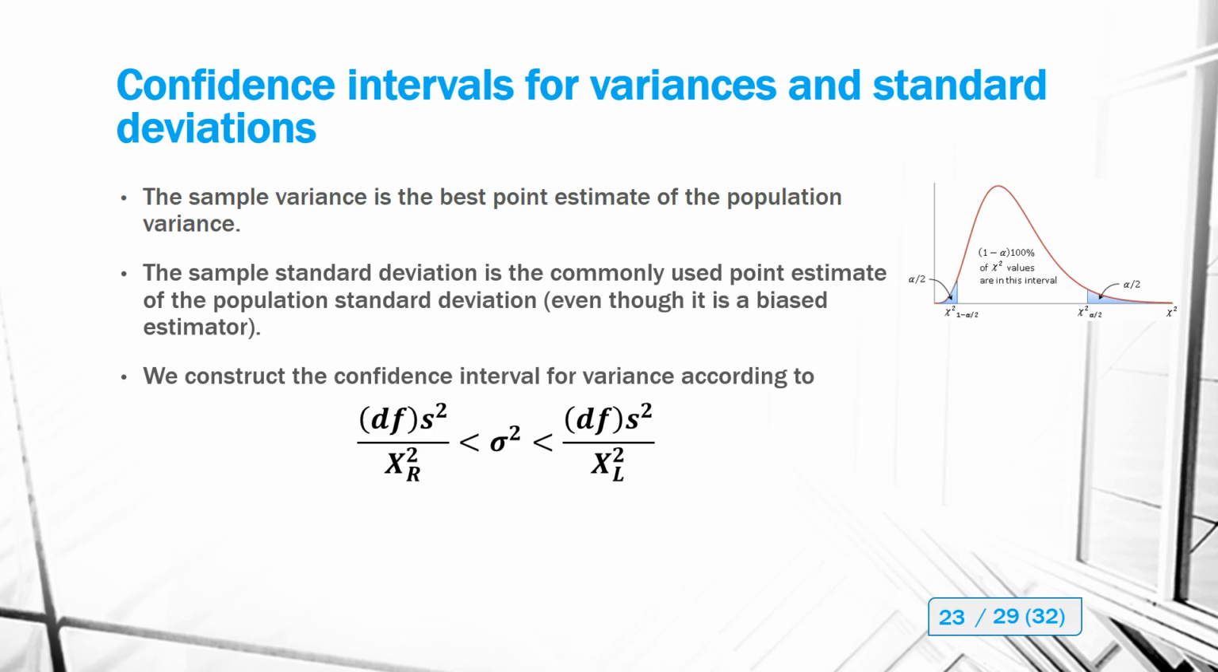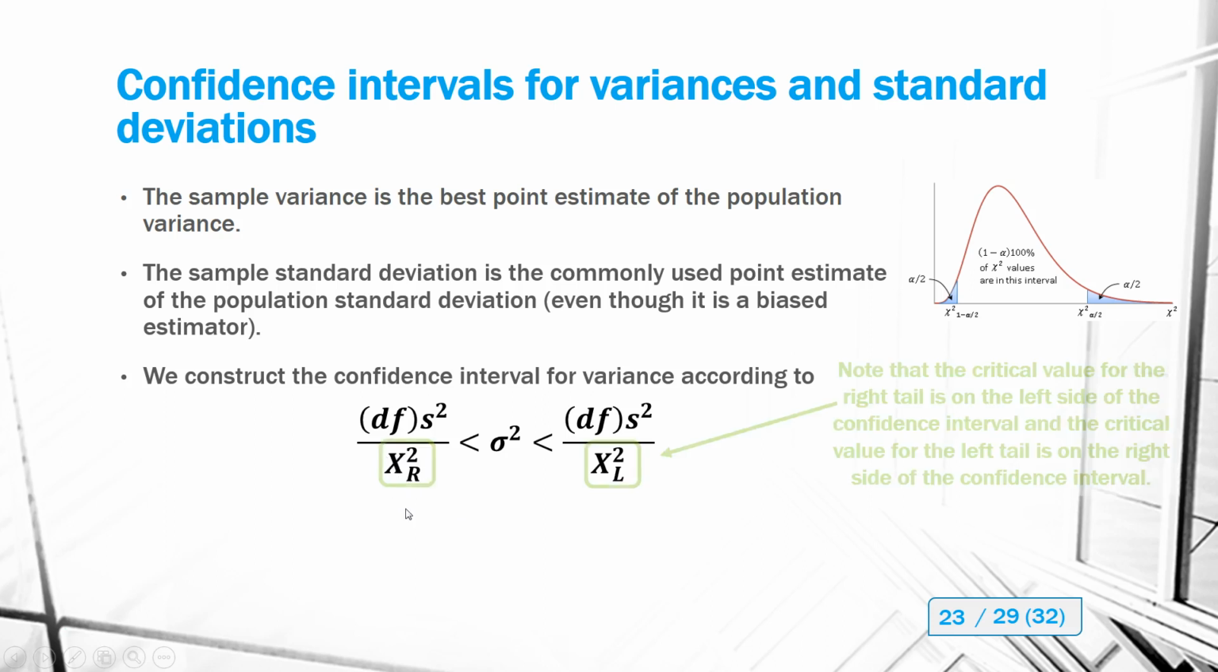The key is to construct first for variance. So we're going to construct our confidence interval for variance, whether we want a confidence interval for variance or a confidence interval for standard deviation. It takes this form that you see here. So we've got our chi-squared statistic forming the lower and upper bounds, but notice how we're using the critical value from the right tail in the left side of the confidence interval and the critical value from the left side of our distribution in the right side of our confidence interval.